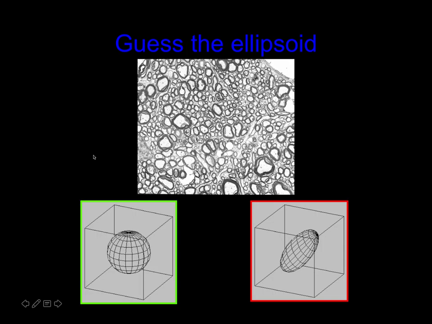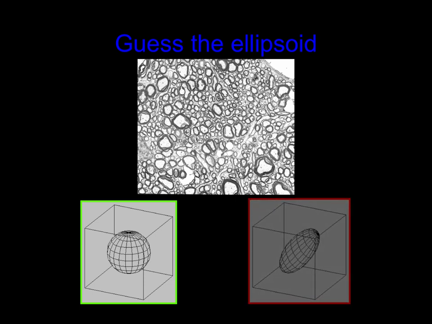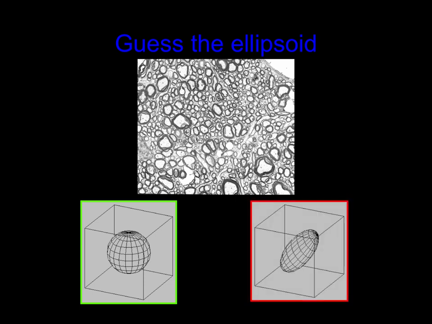Okay, so now one more game. Since I've been talking so much, let's give you another chance to think about what you've just learned. Here's an electron micrograph again of the corpus callosum. Which ellipsoid best represents this one? Would it be the green sphere or the red, more football shape? Who says red? Okay, who says green? Very good. It is the red football shape for the long axons in the corpus callosum.